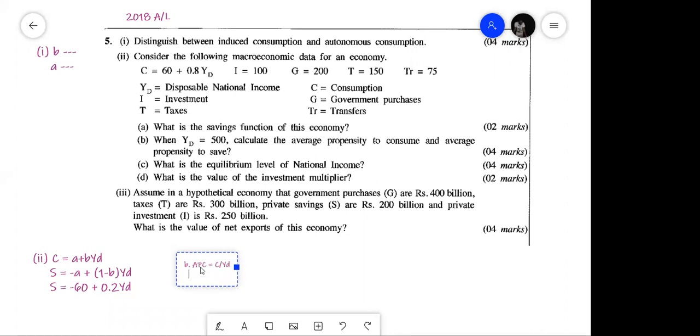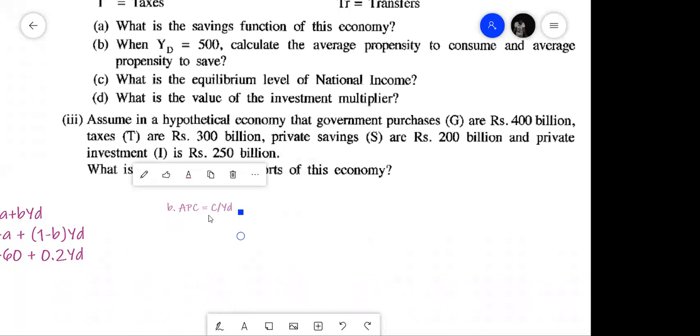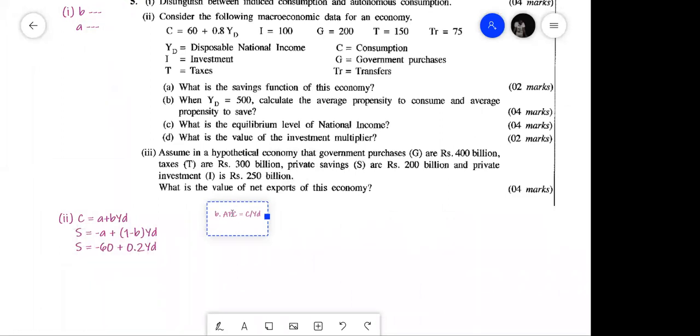Hold on, you need to do a small calculation here. When YD equals 500, can you tell me how much consumption is? First we'll find that and keep it. C is equal to 60 plus 0.8 YD, so C is equal to 60 plus 0.8 into 500. That's 400 plus 60, 460. How much is our savings then? If consumption is 460, savings should be the balance. If you want, you can put the equation and find it, but you will still get the same answer.